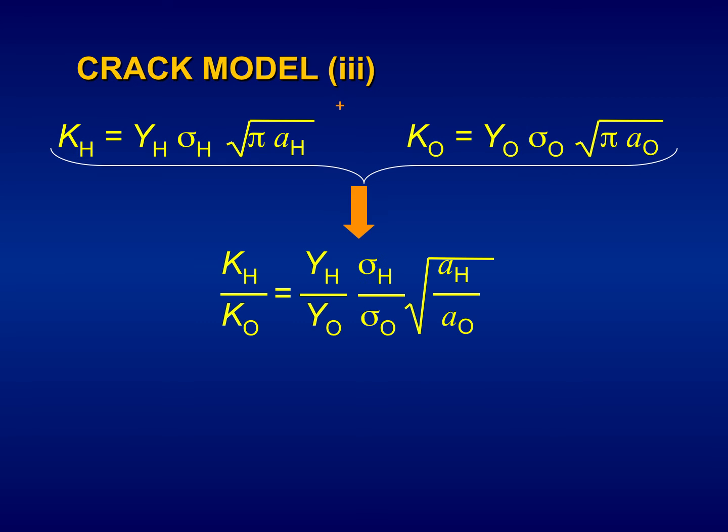Then we have the crack model with these two values, the critical SIF KH in hydrogen embrittlement conditions, hydrogen-assisted cracking, and K0, the same value in air. We divide the two values of the critical stress intensity factor in hydrogen and in air, and we have the ratio of YH to Y0, and also the ratio of the stress in hydrogen and in air, and the square root of the ratio of AH and A0.